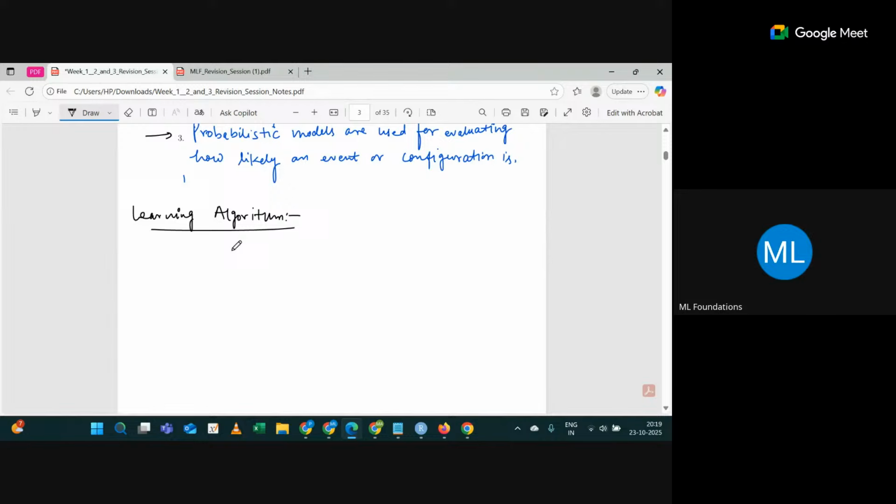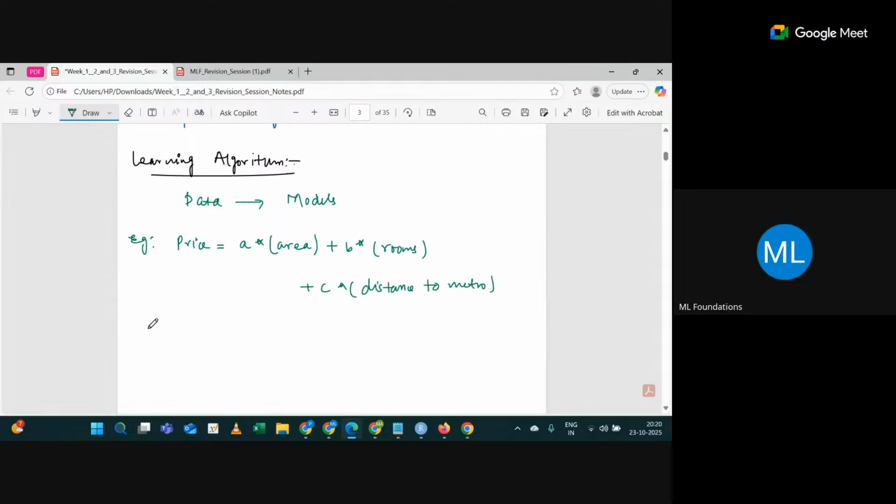So what is the learning algorithm? What is the key thing we are doing in a learning algorithm? Basically we will have data, and data to models. For example, the price: let's say price is equal to some A times area, plus B times number of rooms, plus C times distance to metro. If I ask what the parameters are here, what will be your answers?